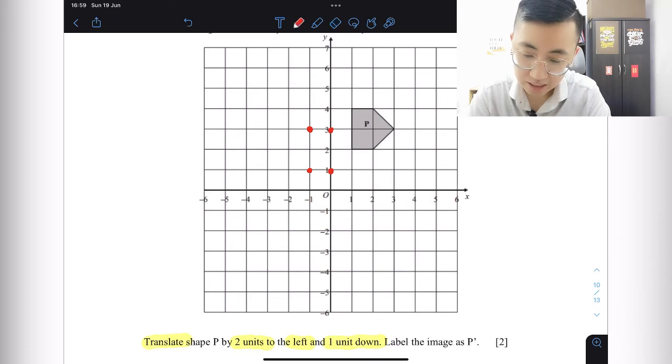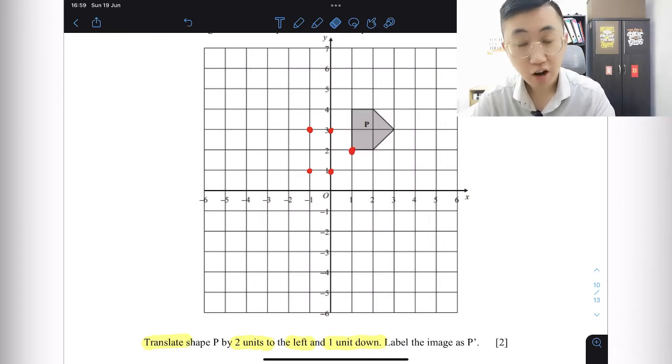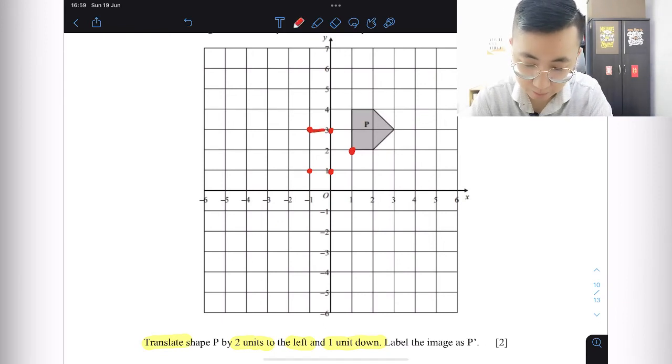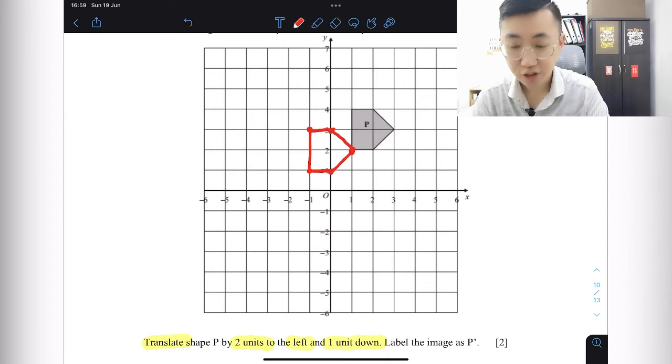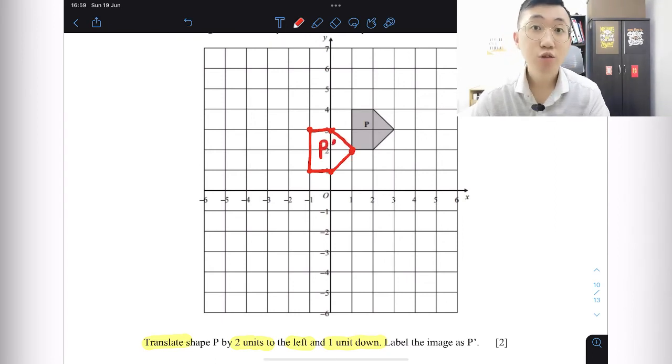Lastly, I haven't translated this point right here. So 2 boxes left, 1 box down, so it becomes over here. Then erase the movement. Now you saw the shape, just connect back. Draw using a pencil and a ruler. Once you are done with exactly the shape of your object, label it as P prime. So that's how you do translation.